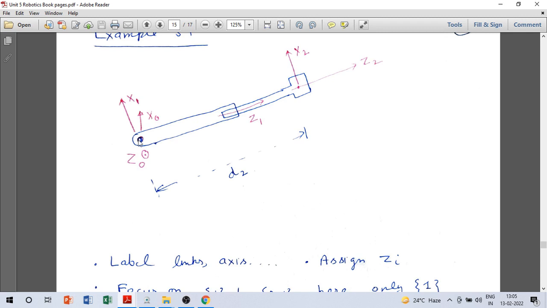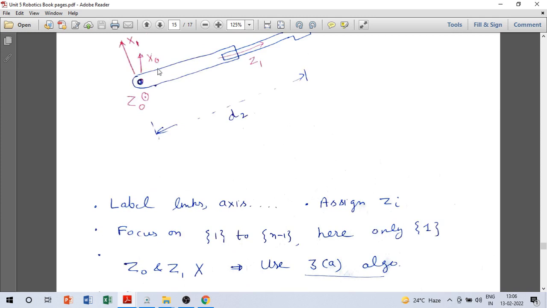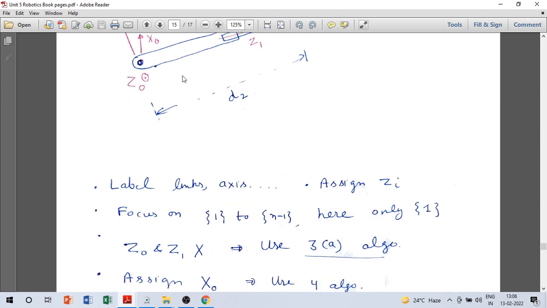X1 is common perpendicular to these Z axes, that was written in the algorithm. So common perpendicular to these two will be along this. You can see x1. We can make it go this way or the other way, it does not matter. Okay, so we got x1. So Z0 and Z1 intersect, which implies use 0.3a from the algorithm. So that has been done here. So we got frame assignment for frame 1. We don't have to worry about y1, we don't need that, but we can do that based on the right hand rule if we want.